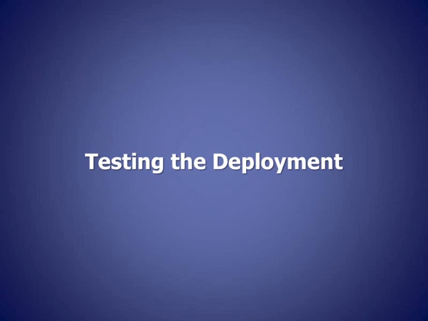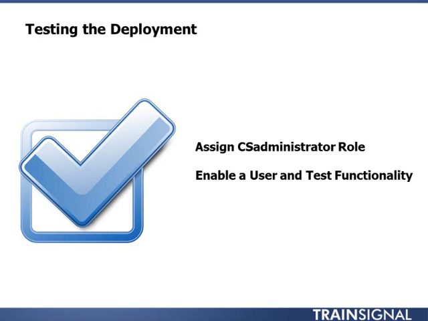Now that our Lync 2013 server is up and running, the next thing we have to do is test our deployment. Now one of the first things that we have to do is to assign an administrator to the CSAdministrator role. Well, how do we do this? Inside of Active Directory Users and Computers, we have to add our Lync administrator to the CSAdministrator Universal Security Group.